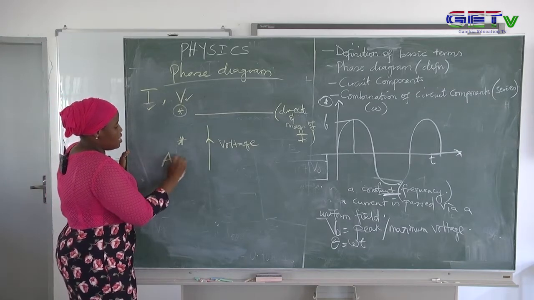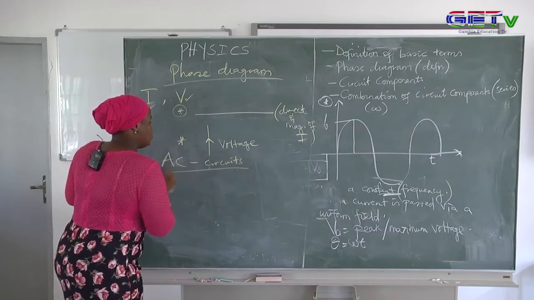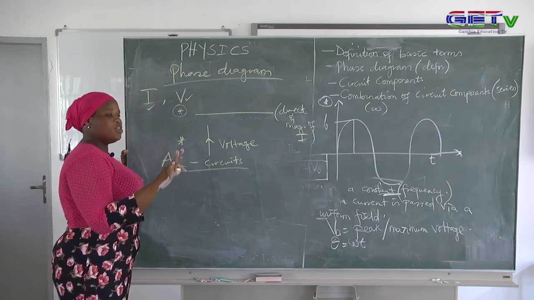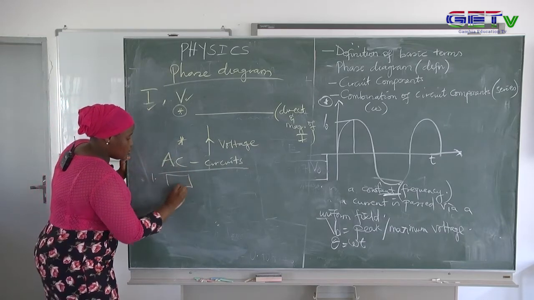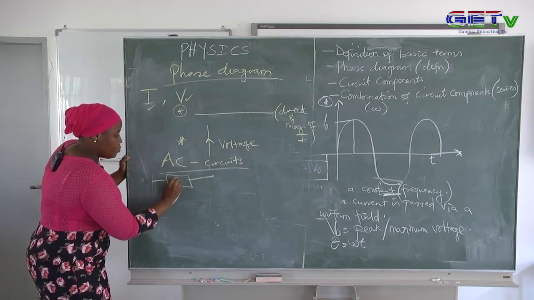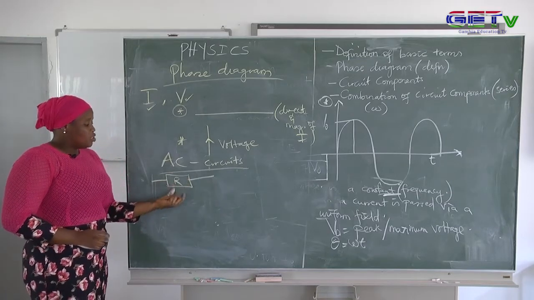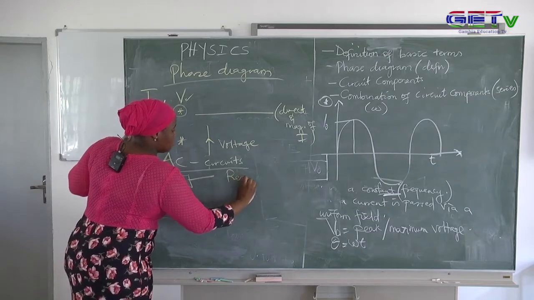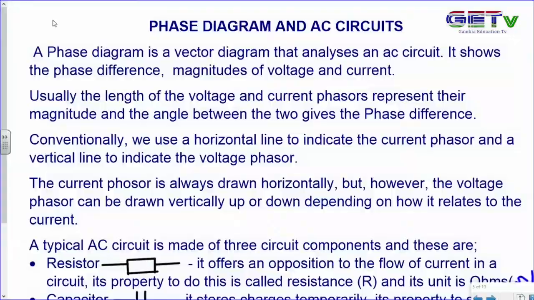Now, let's talk about the AC circuit components. AC circuit components are the simplest of all types because they just make use of three components. And these components are the resistor. We all know what a resistor is when we studied DC. A resistor opposes the flow of current. And the property that enables it to oppose the flow of current in a circuit is called resistance.